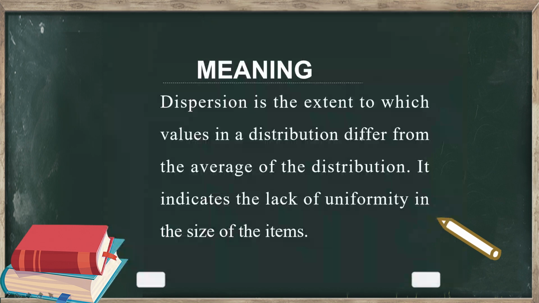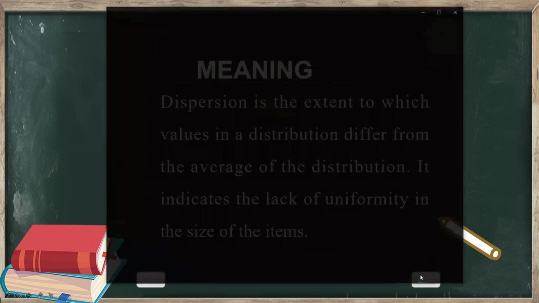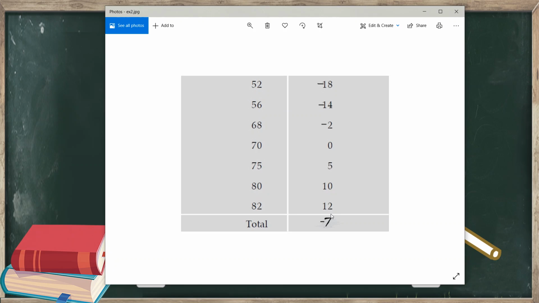Let me show you one more example. Here is an example where 70 is the assumed mean. Then if you find out the differences from that assumed mean: 52 minus 70, it is minus 18. 56 minus 70, minus 14. 68 minus 70, it is minus 2. 70 minus 70, it is 0. 75 minus 70, it is 5. 80 minus 70, it is 10. 82 minus 70, it is 12.